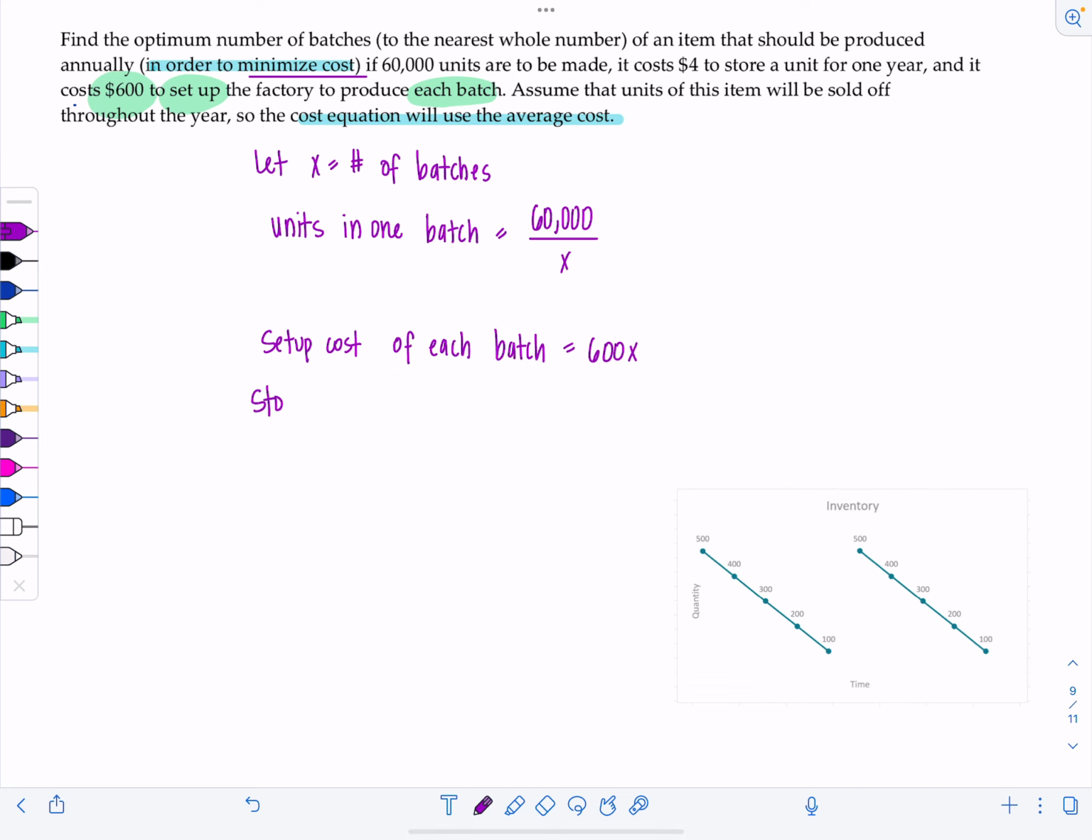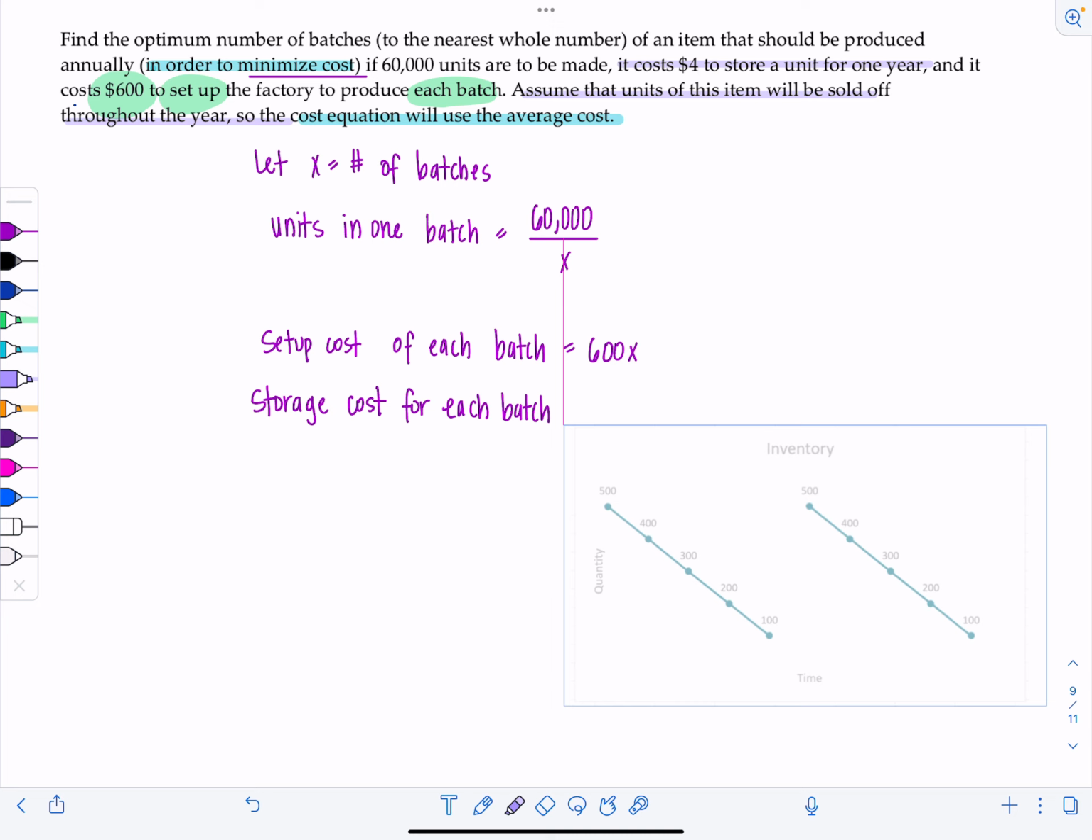Now, what is the storage cost for each batch? This is where it gets a little tricky. It says it costs $4 to store a unit for 1 year, but not all of the units are going to be stored for a whole year. The first batch might be, but then the second batch is going to be stored for what? 11 months, 10 months, depending on when you produce it. So it seems like, oh my God, there's a little too much going on right now. No, they told us that we could assume that units will be sold off throughout the year, so the cost equation will use average cost. And here's the important idea here.